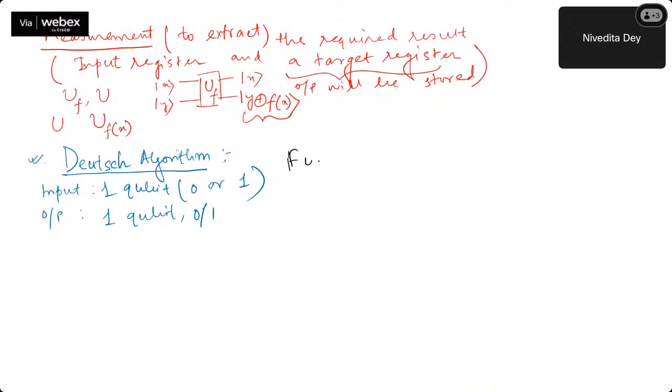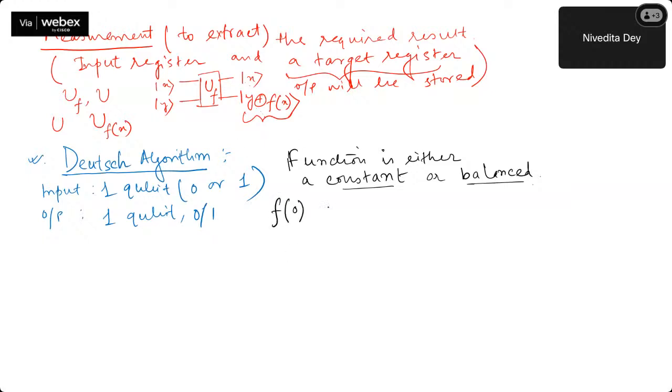Okay. So my function that I want to encode here is either a balanced function. I want to check whether a function is balanced or constant. For that, we need to know the definition of a constant function and a balanced function. Since I have only 1 qubit or 1 bit, it's for f0 and f1. These are the two values that we want to check.